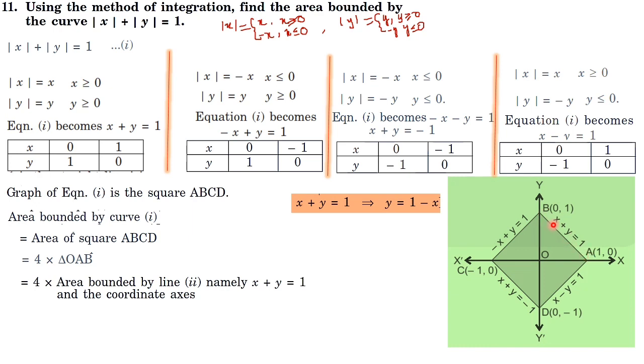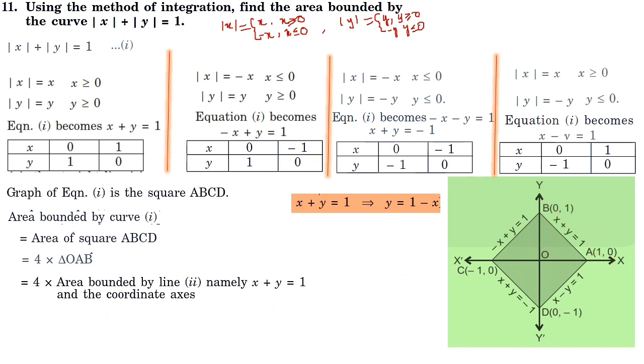So the area bounded by the line x plus y is equal to 1, and the coordinate axes. Coordinate axes means this is the x-axis and this is the y-axis. So this is the area. This is not necessary because we know how to find this area directly.